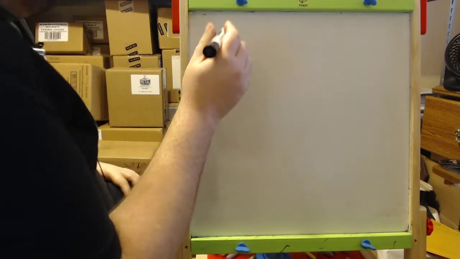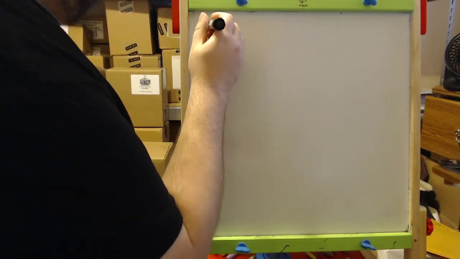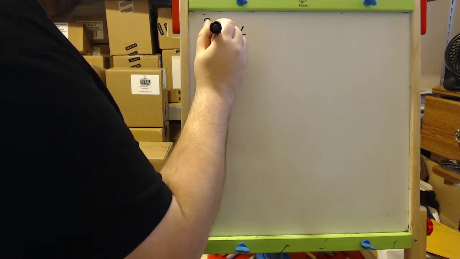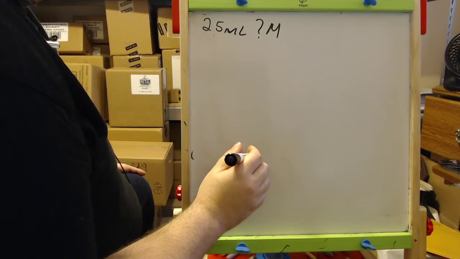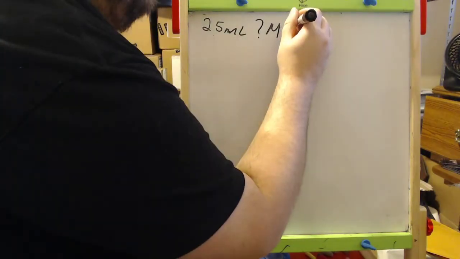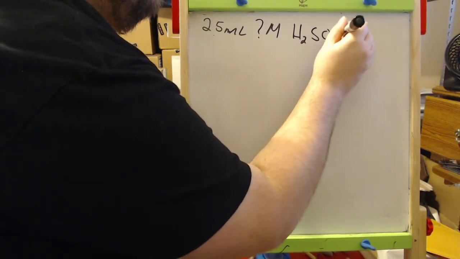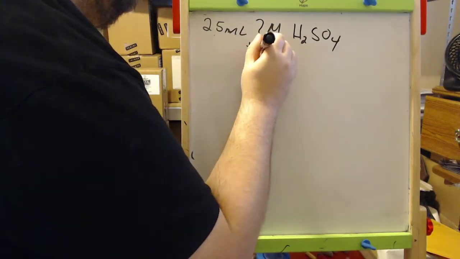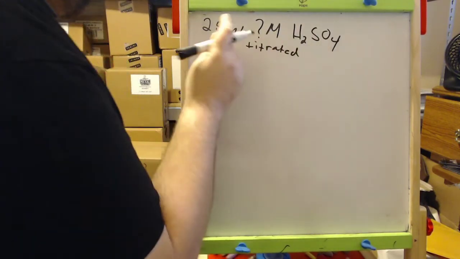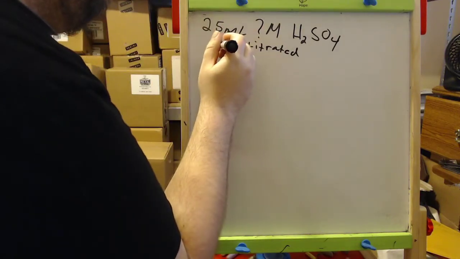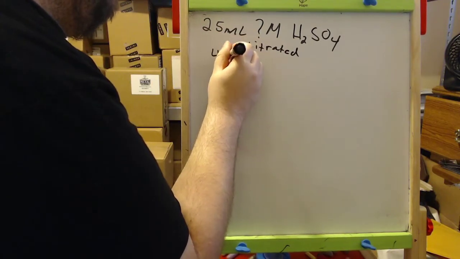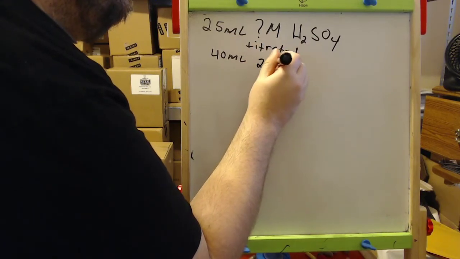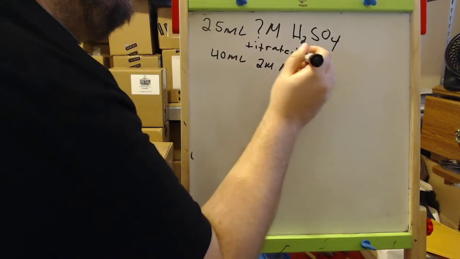What if we said 25 mils of unknown concentration sulfuric acid, okay, is titrated with 40 mils of 2 molar sodium hydroxide, okay, to reach the end point.